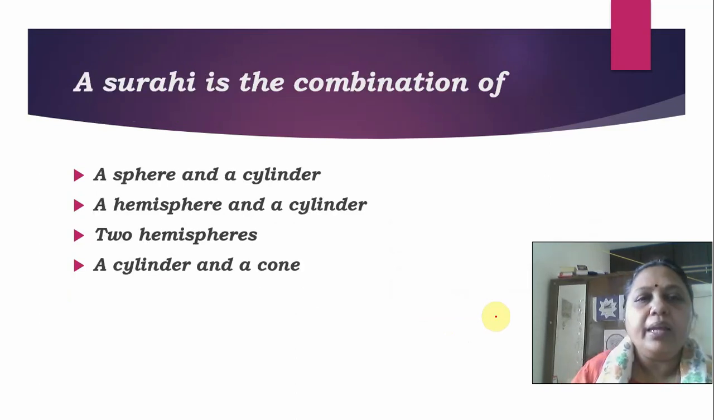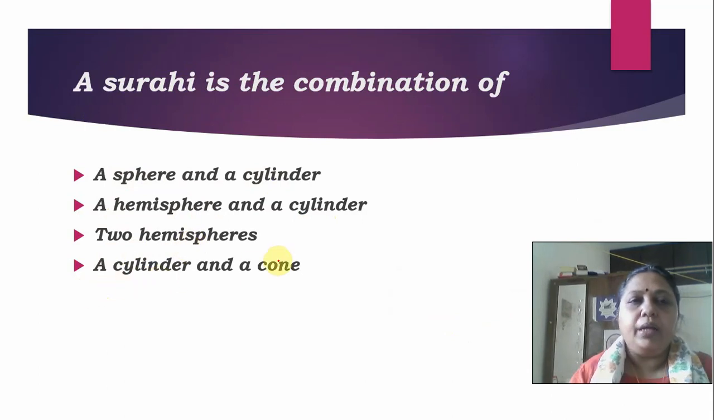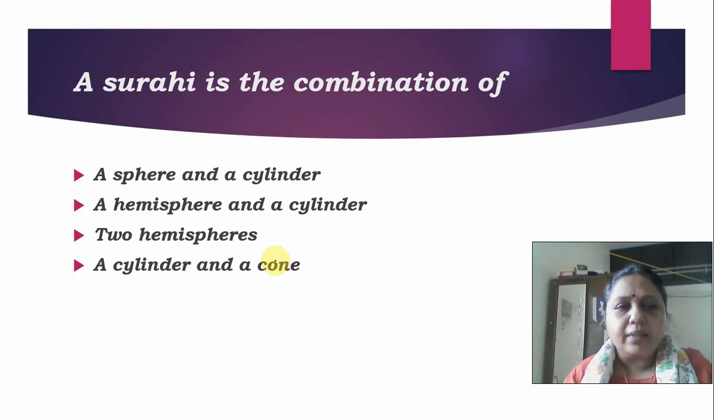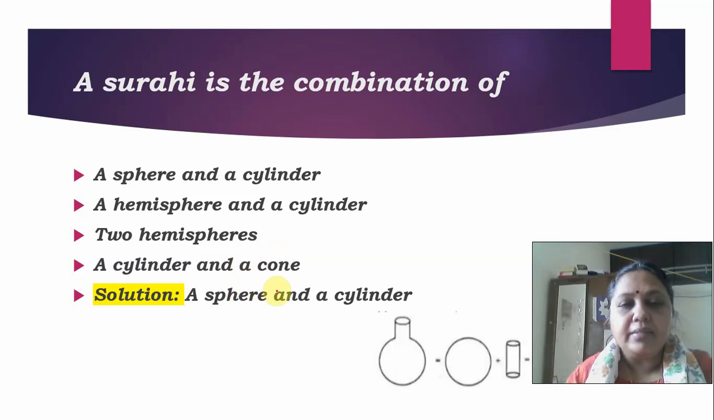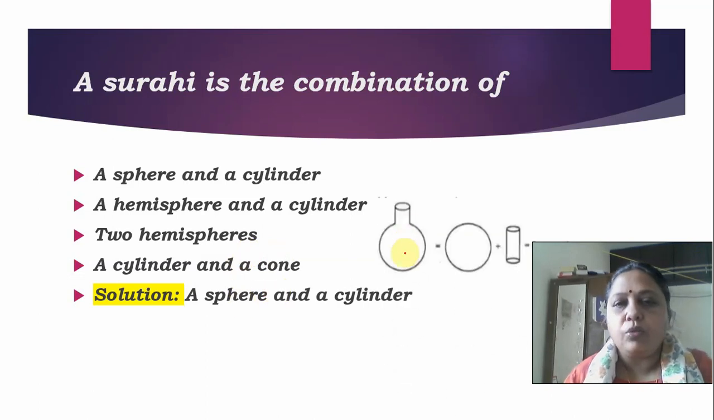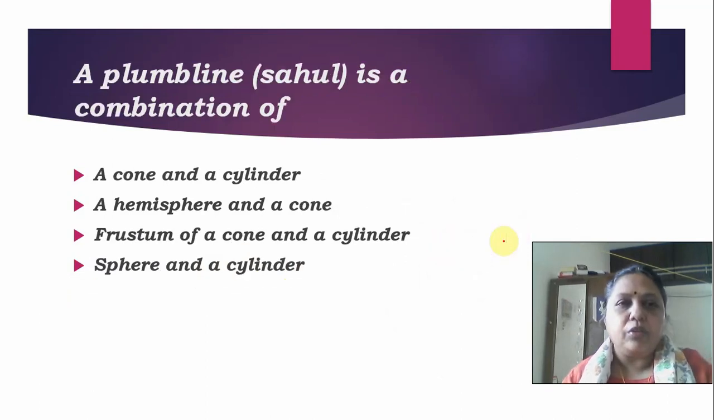A surahi is a combination of a sphere and a cylinder, a hemisphere and a cylinder, two hemispheres, or a cylinder and a cone. Now, what is a surahi? A surahi is a pot. Okay. So, now the answer is it is a combination of a sphere and a cylinder. So this is how a surahi looks. It consists of a sphere and a cylinder. Okay. Now let's go to the next one.